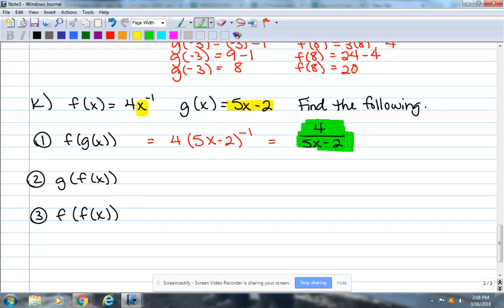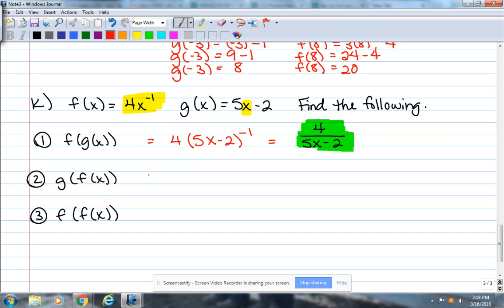Okay? Now, I'm not going to get the same thing when I do g of f of x. So that was f of g of x. Now I'm going to do g of f of x. So that means I'm going to take f of x and insert it in for the x of g of x. So let me re-highlight here. I'm going to take all of f of x and put it in for the x of g of x. Go with me? Inside goes to the outside. So 4x to the negative 1 is going to go into the x for 5x minus 2.